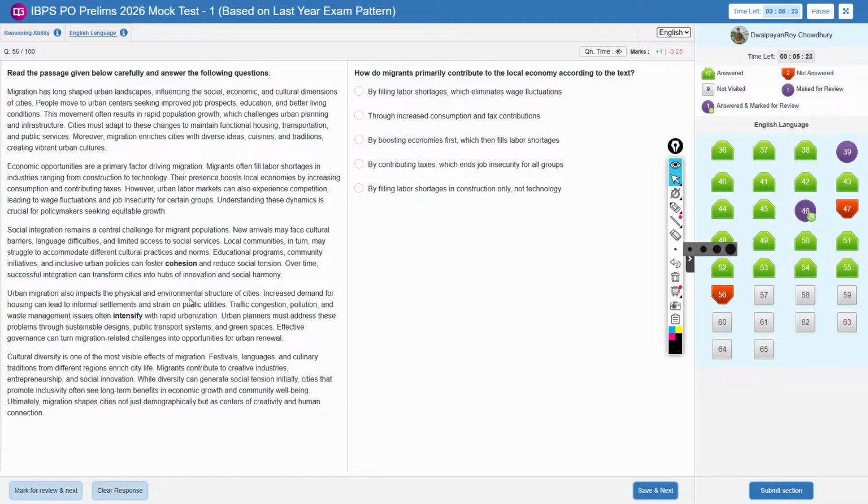Cultural diversity is one of the most visible effects of migration. Festivals, languages, culinary traditions from different regions enrich city life. Migrants contribute to creative industries, entrepreneurship, and social innovation. While diversity can generate social tension initially, cities that promote inclusivity often see long-term benefit in economic growth and community well-being. Ultimately, migration shapes cities not just demographically, but as center of creativity and human connection.